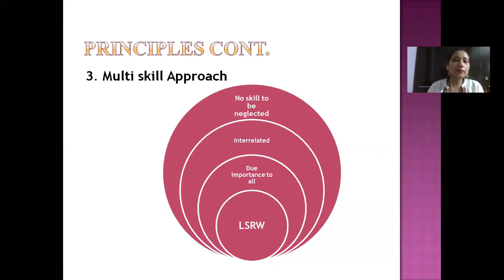This principle may appear in contrast to the principle of oral approach, which suggests the primacy of listening and speaking skill. But that primacy is well acknowledged, and this principle says that no skill should be overemphasized at the cost of another skill. It means that listening and speaking should not be overemphasized at the cost of reading and writing skills, as all these four skills are very important and they need to be developed among the learners. We can't overemphasize or neglect any one skill at the cost of another skill.